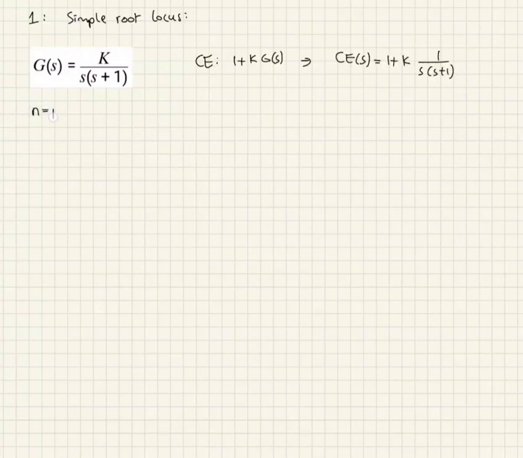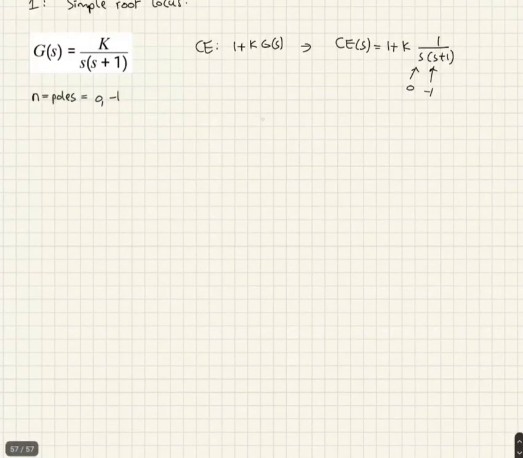So let's call n the poles. We have two poles, one at 0 and one at -1. Do we have any zeros? In case you're new to this, whatever is on top is called zeros, and whatever is on the bottom is called poles. Why are they called poles and zeros?